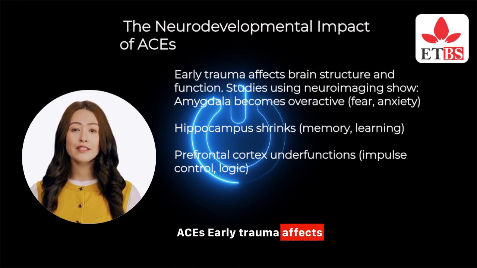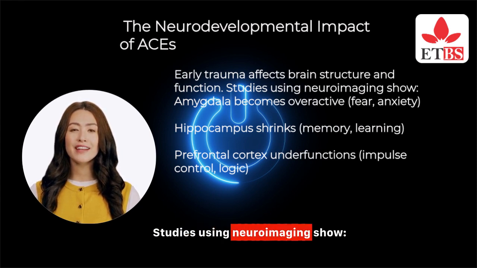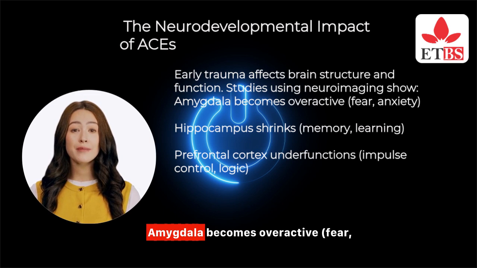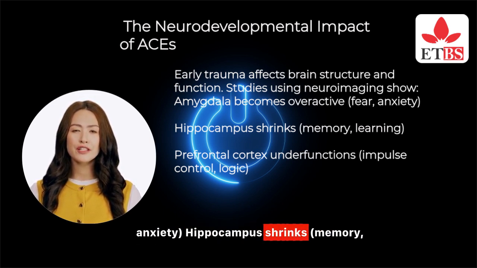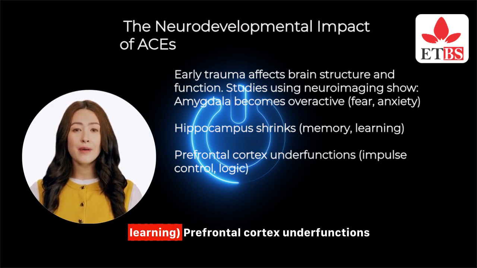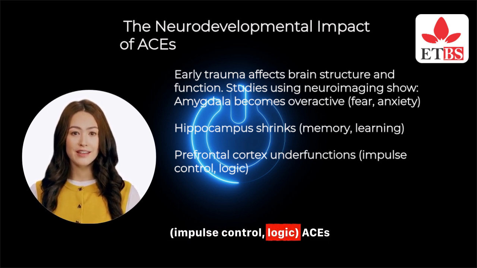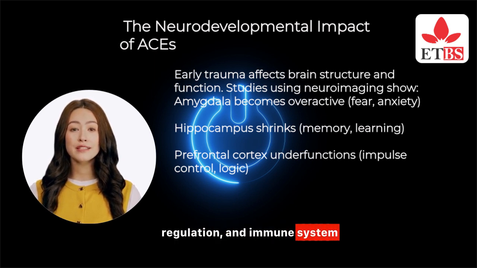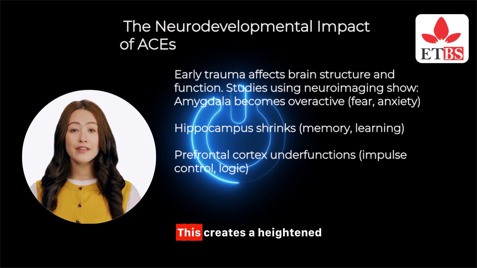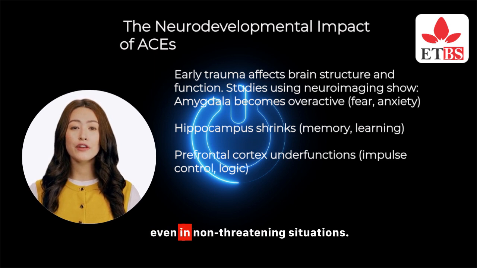The neurodevelopmental impact of ACEs. Early trauma affects brain structure and function. Studies using neuroimaging show the amygdala becomes overactive, causing fear and anxiety. The hippocampus shrinks, affecting memory and learning. The prefrontal cortex underfunctions, affecting impulse control and logic. ACEs alter neural pathways, hormone regulation, and immune system functioning. This creates a heightened fight, flight, freeze response, even in non-threatening situations.